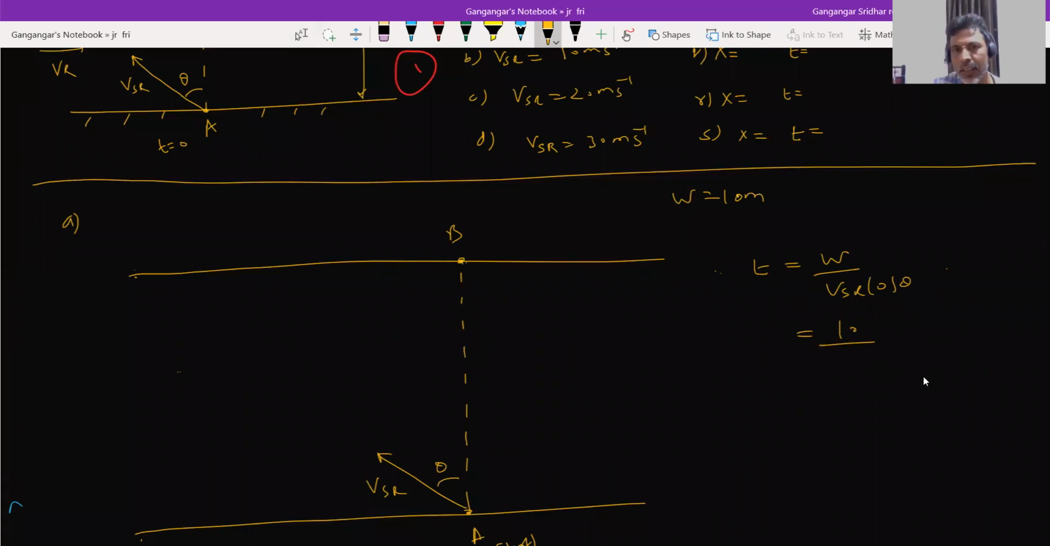W is 10, VSR is 5, theta is 30, cos 30. So this will be 10 by 5, so 3 by 2. So time taken will be 4 by root 3 seconds. What about the drift? How to calculate drift? Drift should be equal to VR minus VSR sin theta, times time. Straight away I'm writing.